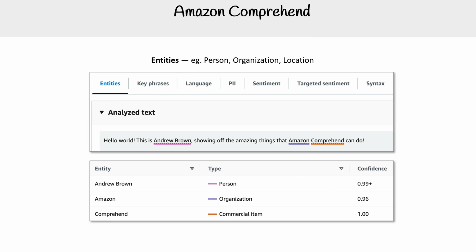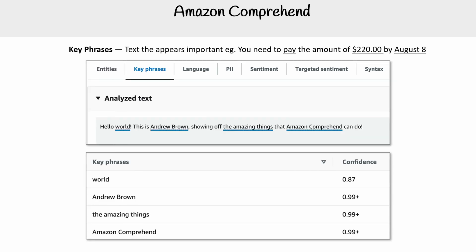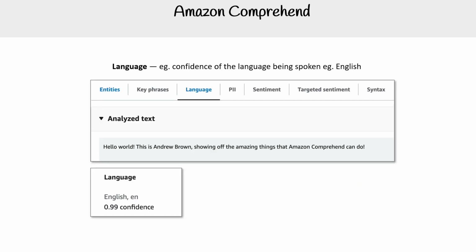So for entities, I'm going to get my pen tool out here so it's very clear what we're looking at. Notice that we have entities selected and it's selecting my name, Amazon Comprehend, and so it's saying person, organization, commercial item. So that's entities. We have key phrases, so words that seem important in the conversation here, and then it gives a confidence score. We have language, so it determines it's almost 100% confident this is English.